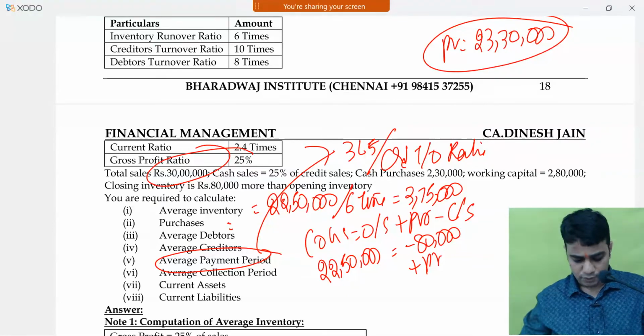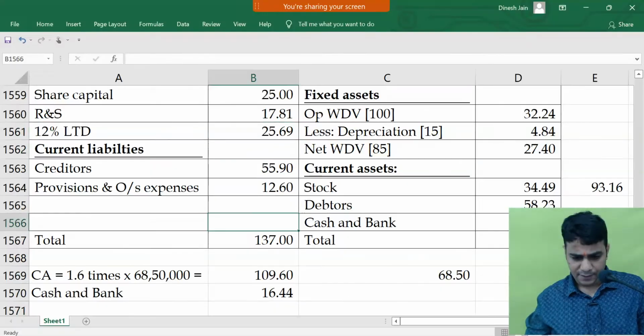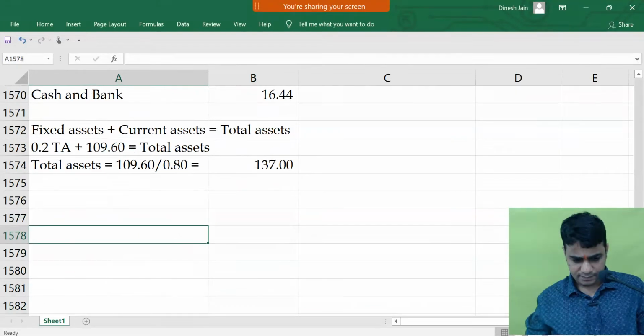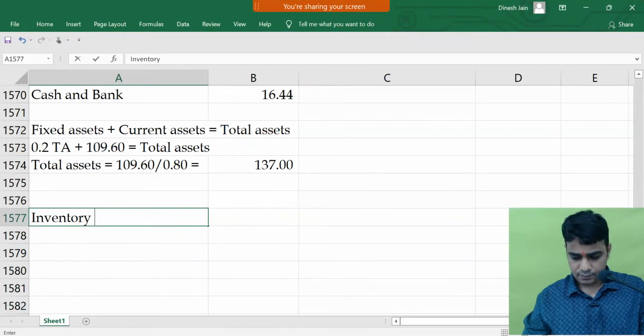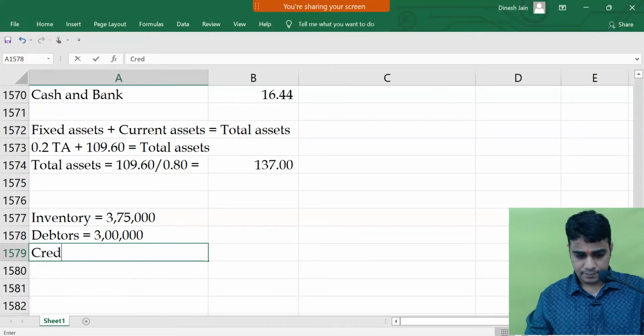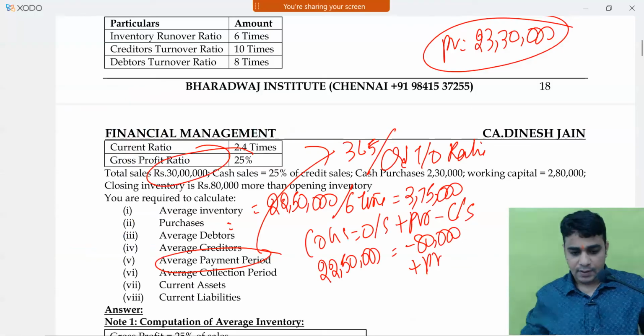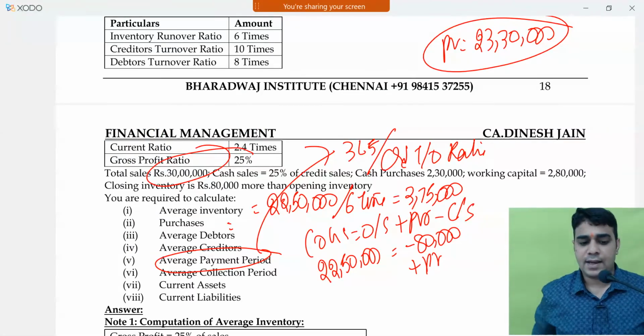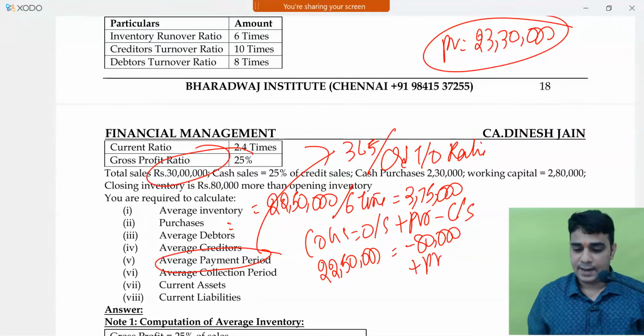As of now, my inventory figure, can you tell me what is the inventory figure? How much? 3 lakh 75. Debtor, 3 lakh. Creditor, 2 lakh 10,000. Now I am required to calculate current assets and current liability.